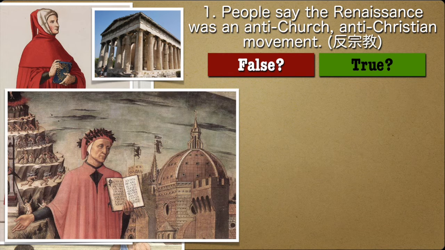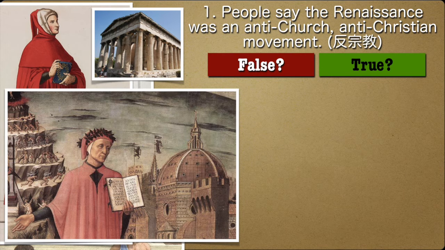People say the Renaissance was an anti-church and anti-Christian movement. Is this true or is this false? Also, this is Dante. The textbook talks about Dante. So if there are real students, I'd ask them, you read about Dante? What do you think? Was he for the church or against the church? Ask some questions like this, okay?